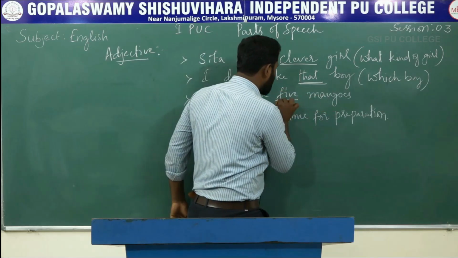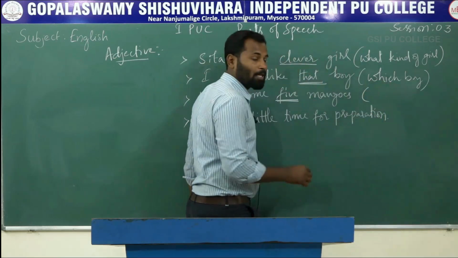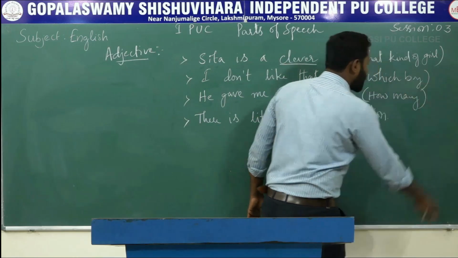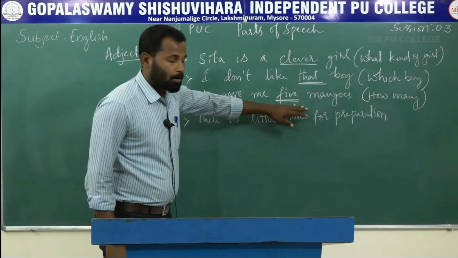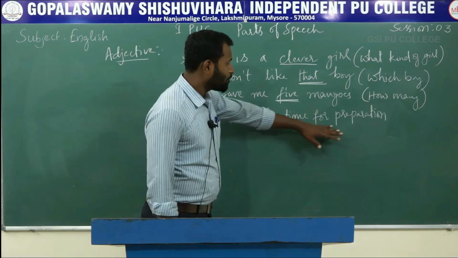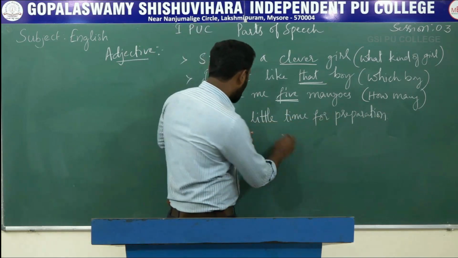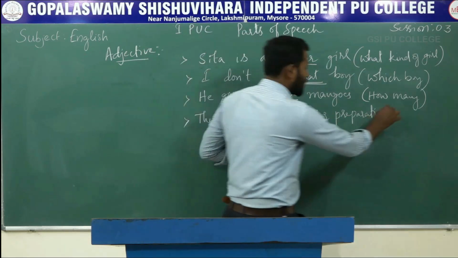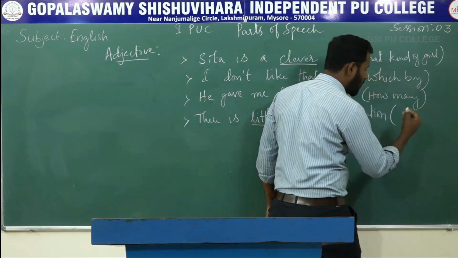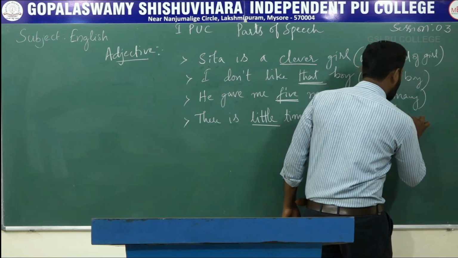Here 5 says how many mangoes. How many? It says the number. Similarly, in the last example, there is little time for preparation. So here the word little, this says how much time do you have for preparation? How much time?